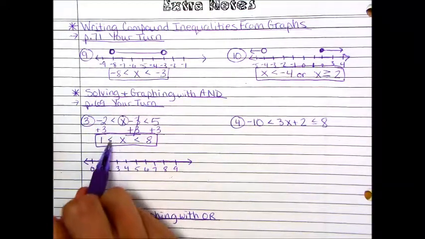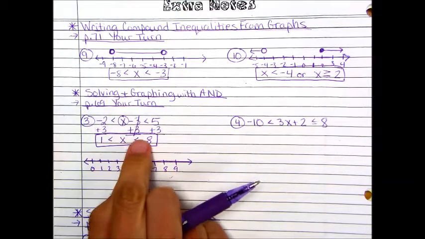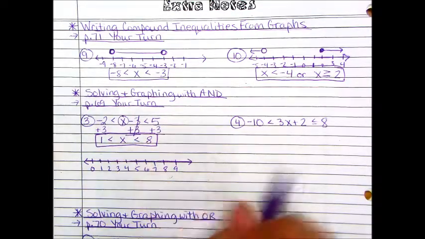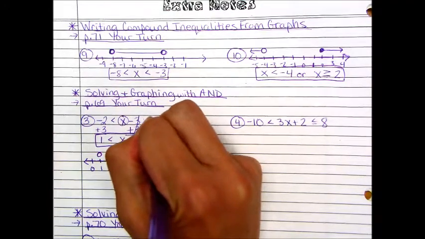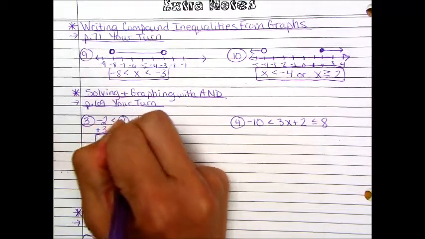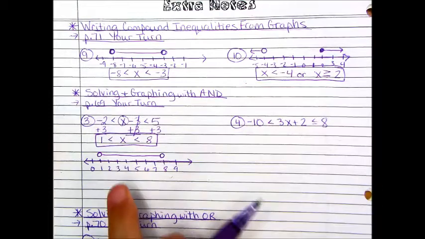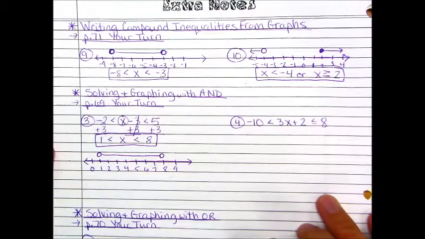And then I'm going to look to see if I want open or closed circles. There's no equal bar under these, so this is an open circle at 1, an open circle at 8, and the and statements always connect in the middle. Anything between 1 and 8 is a solution to this inequality.